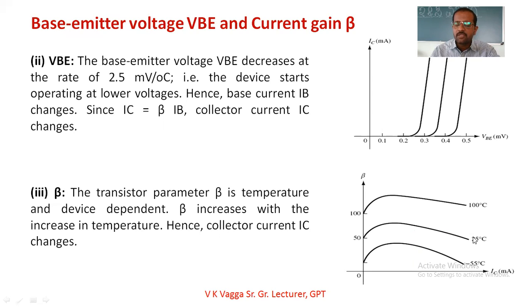If the temperature is increased to 25 degrees Celsius, its gain value is equal to 50. So increasing the temperature from minus 55 to 25, its gain has increased from 10 to 50. In the same way, if you increase the temperature to 100 degrees Celsius, the value of beta is equal to 100, and so on. So beta increases with increasing temperature, and its collector current IC is going to change. In this way it affects the circuit.